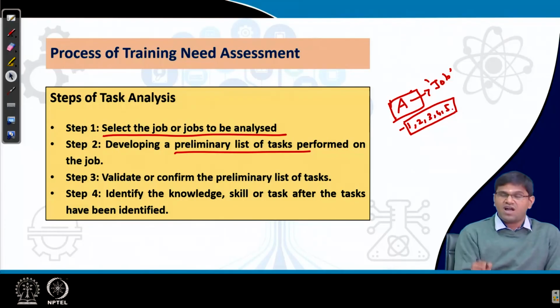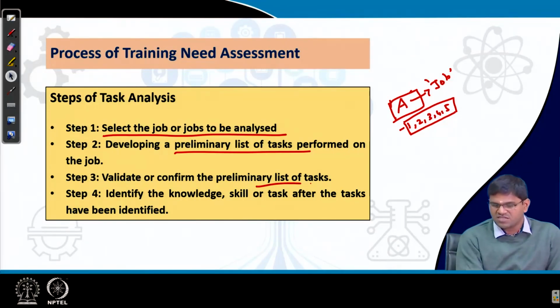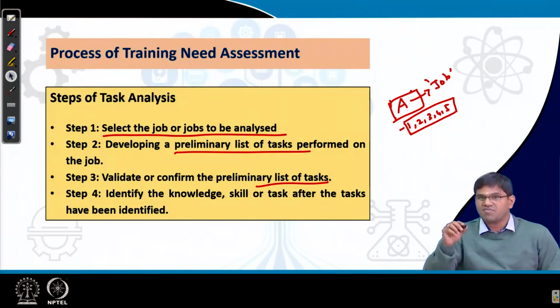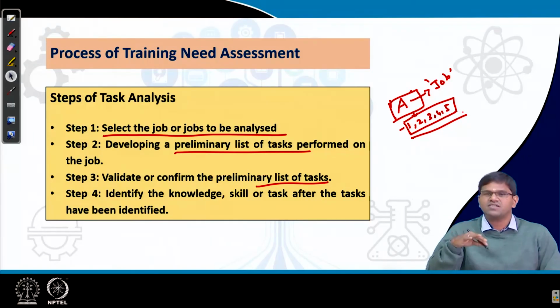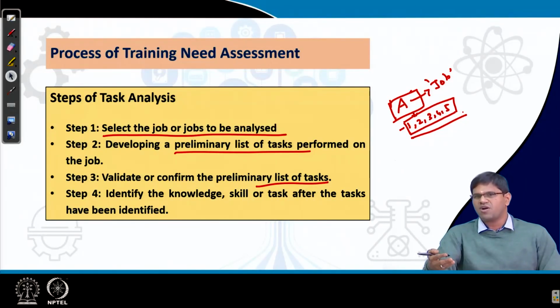Then validate and confirm the preliminary list of tasks. You have to validate and confirm, yes, for this job these are the tasks which are required as part of this particular job. For example, let's say a sales job. You need to go for a cold call, reach out to people, convince people, offer, negotiate, and all that follow-up is required. Then yes, these are the tasks required.